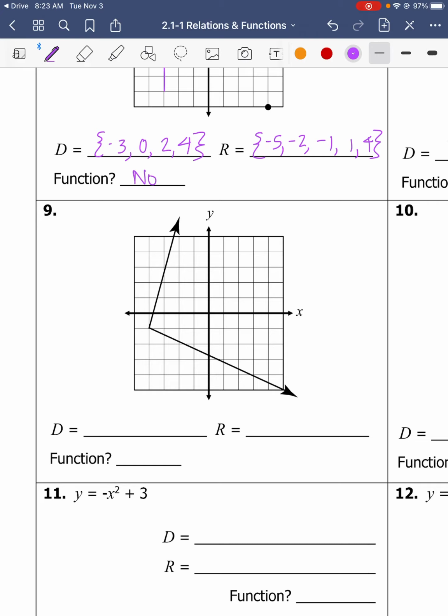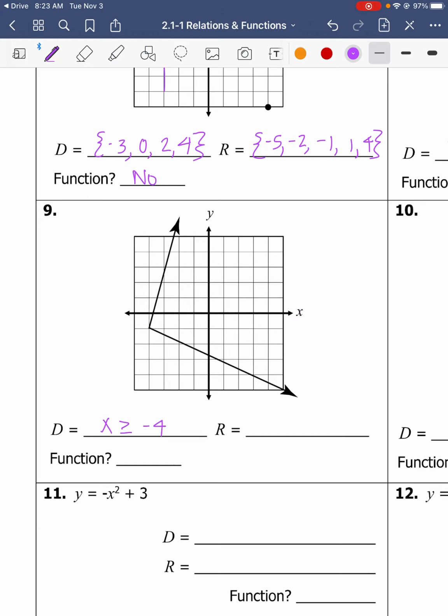Number 9. The domain here, let's see, it looks like it stops here at this -4, but it does continue on to the right forever. So we can't write this in set notation anymore because it's impossible to list out all of the x values, but we can show the x values as an inequality. And here it shows that we don't have any x values that are less than -4. So all of our x values are greater than or equal to -4, and we'll just write that as an inequality. X is greater than or equal to -4.